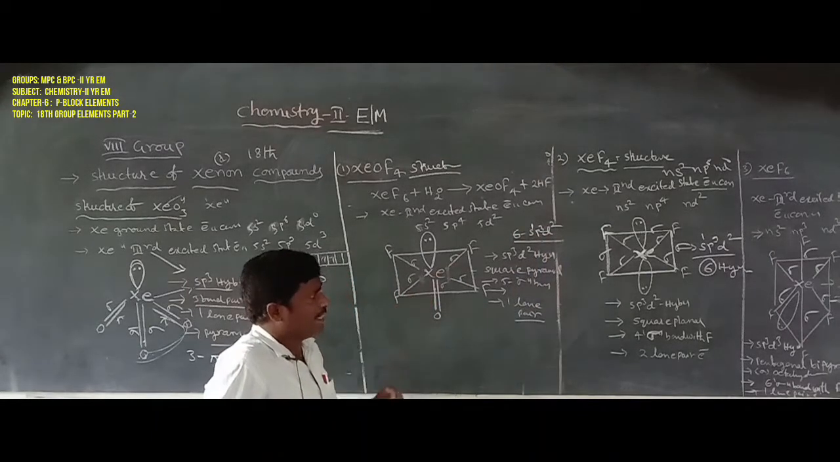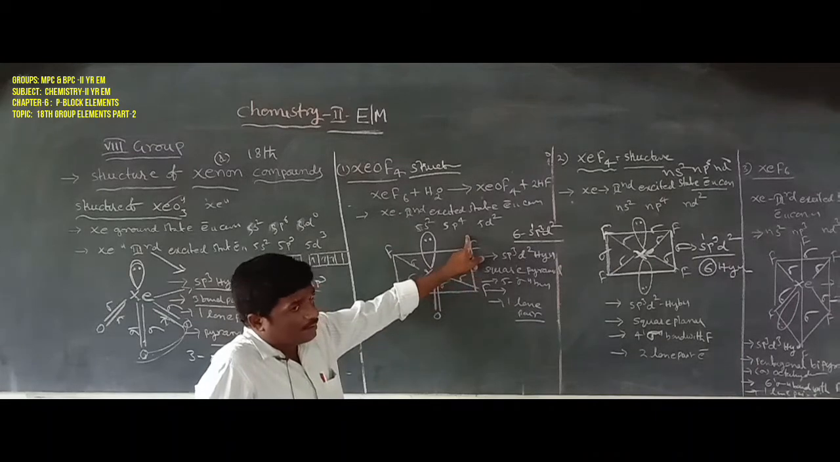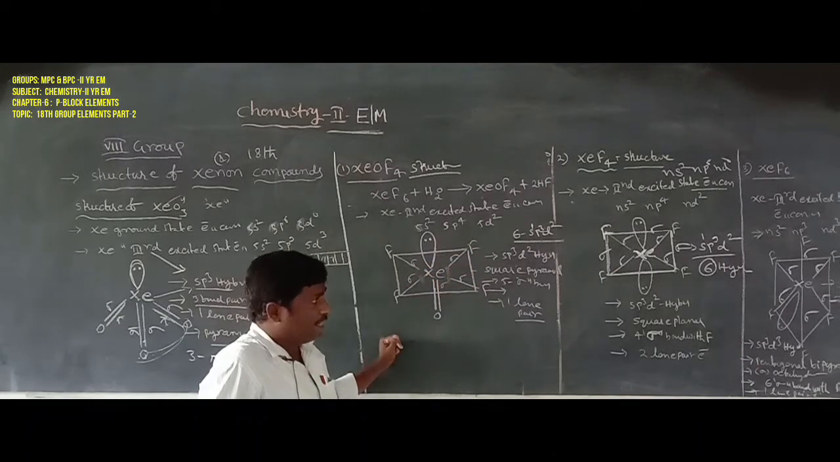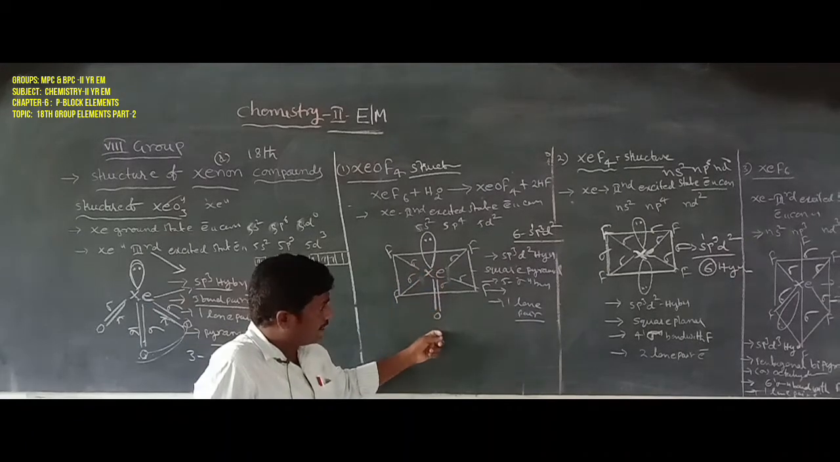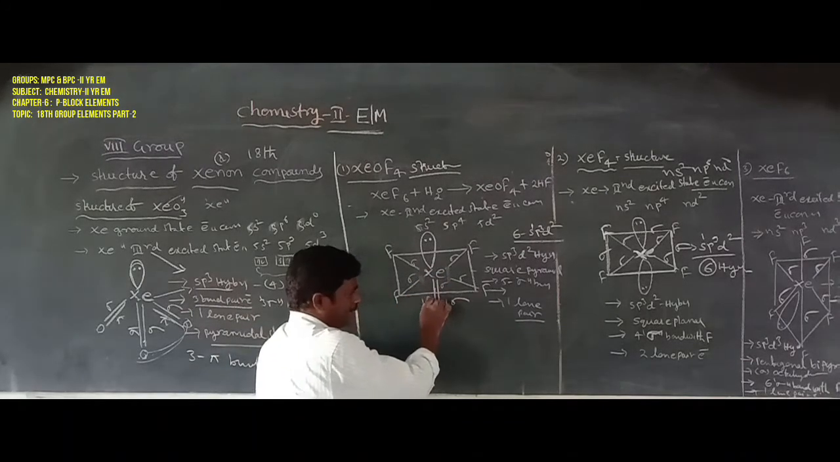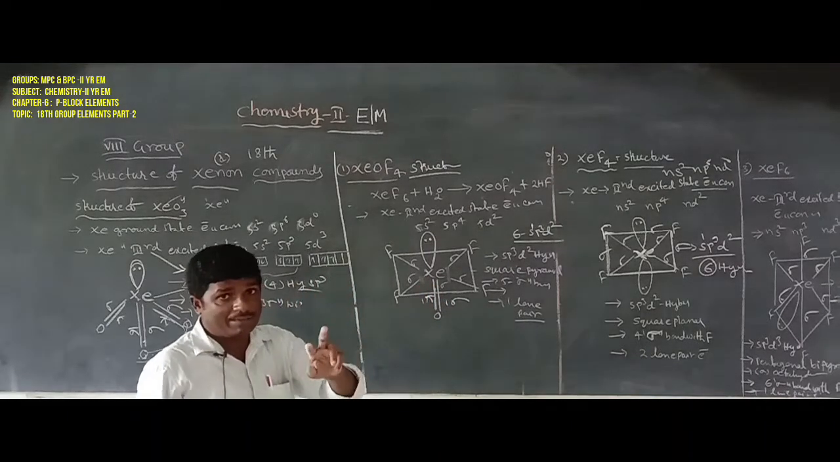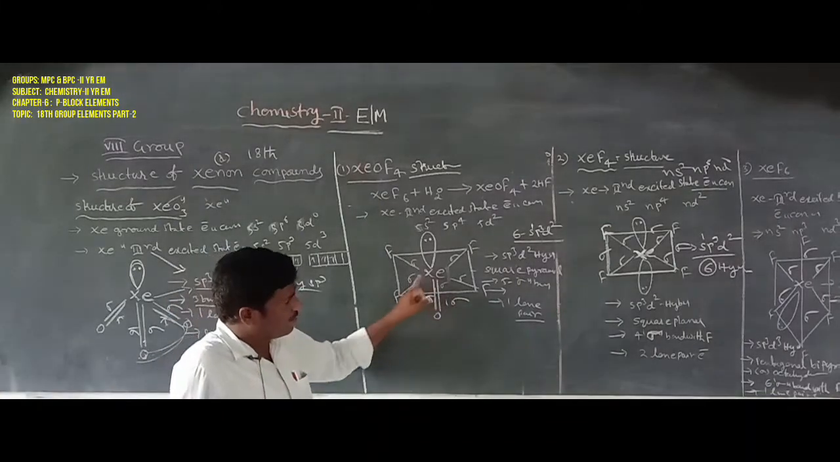Among the 6 sp3d2 hybrid orbitals, 4 form sigma bonds with the 4 fluorine atoms. The remaining xenon central atom bonds with the one oxygen atom, forming 1 sigma bond and 1 pi bond. That is the xenon central atom bonding with the oxygen atom, forming a double bond. The double bond consists of 1 sigma and 1 pi bond.